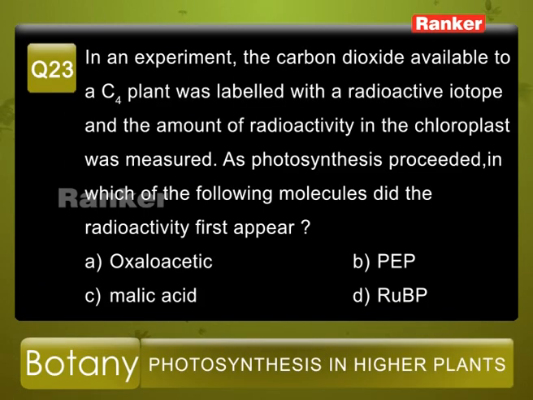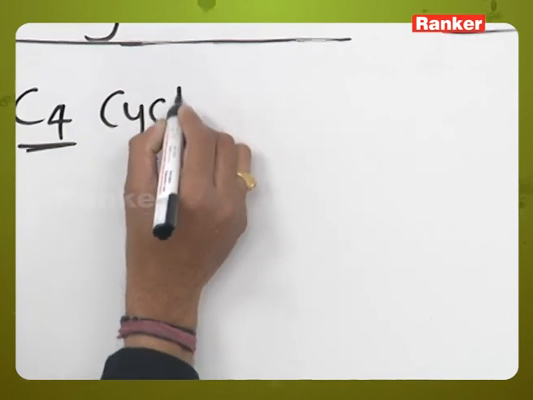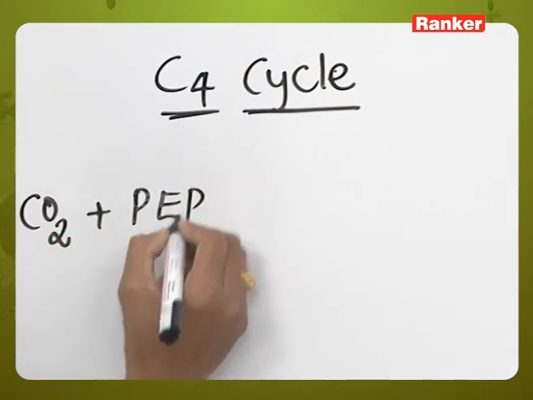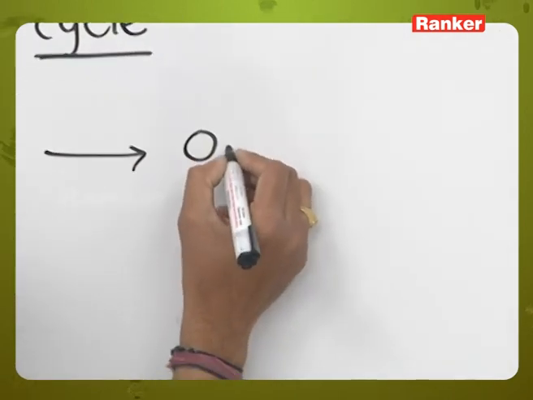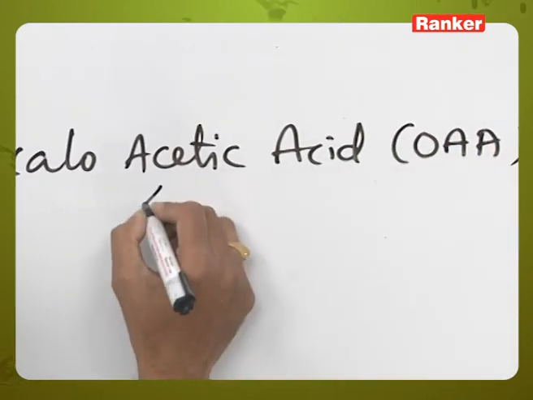Question number 23. In an experiment, the carbon dioxide available to a C4 plant was labeled with a radioactive isotope and the amount of radioactivity in the chloroplast was measured. As photosynthesis proceeded, in which of the following molecules did the radioactivity first appear? The given options are A, oxaloacetic acid, B, PEP, C, malic acid, and D, RuBP. So this is related to the C4 pathway or C4 cycle. Here the primary acceptor of the C4 cycle is PEP, which is a 3-carbon compound, and it is converted into the first stable compound called oxaloacetic acid. We can call it OAA, which is a 4-carbon compound.